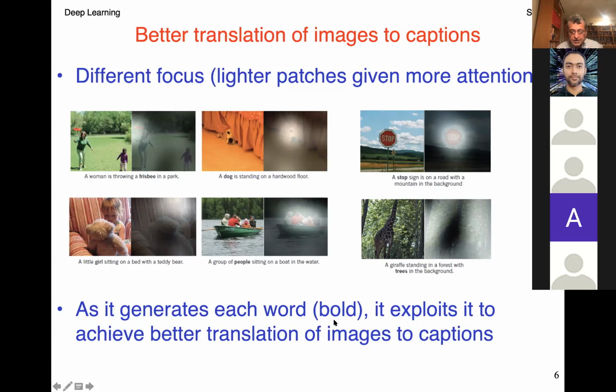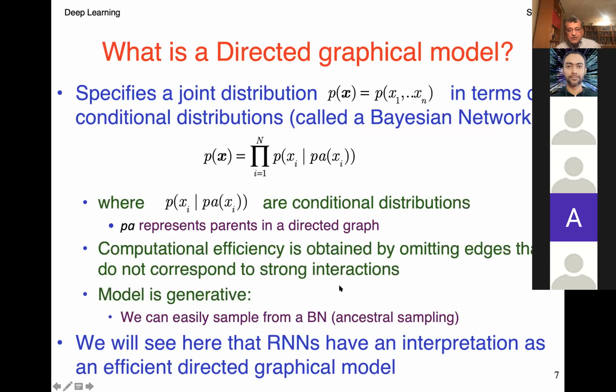As it generates each word in bold, it exploits this to achieve better translation of images to captions. I think this is probably more on the attention model issues, but it's again the problem of combining CNNs with RNNs, CNNs for vision with RNNs for language. So that was the motivation given for this. There are some issues about the dependencies between words, I suppose.